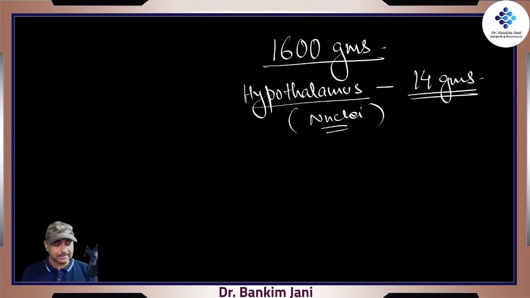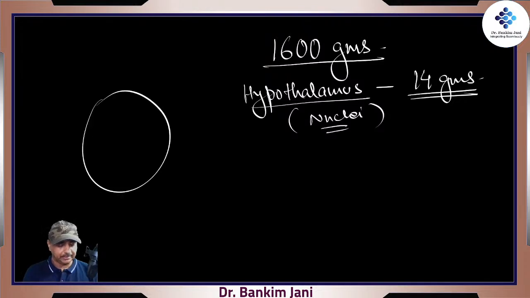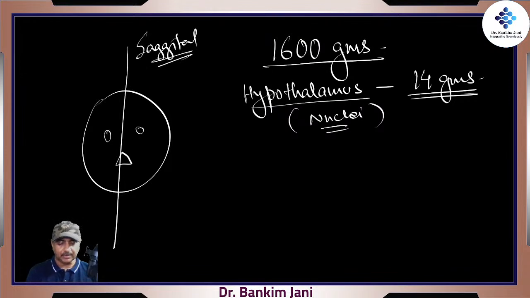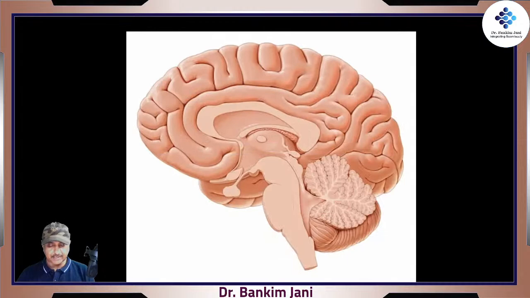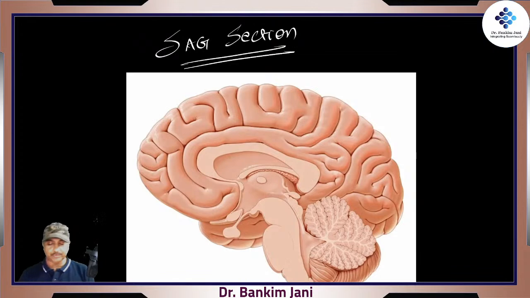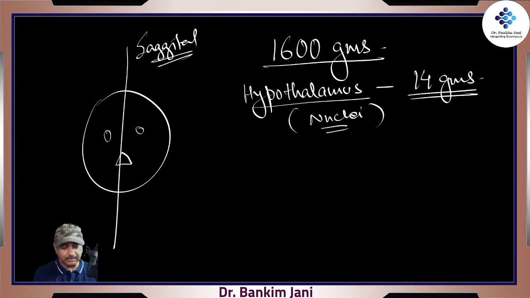So now what we'll do is say this is the head, so eyes, that's a nose. We'll be learning it in two ways. One, the section which passes like this, what is called the sagittal section. In the sagittal section, we'll watch it like this. So this is our sagittal section. The other section which we'll be watching would be the coronal section.